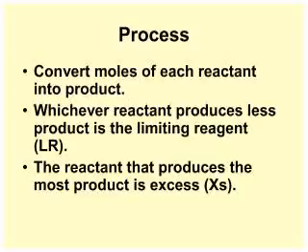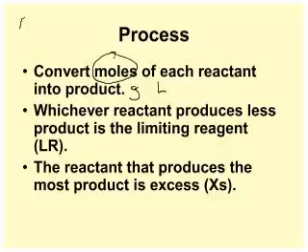And let's look at the general process. Just like always, go through moles. Convert moles of each reactant into product. So you're going to convert it into moles of product, or whatever the final amount is. So if it asks for grams, convert it into grams of each product. If it asks for liters, convert it to liters of each product. Whichever reactant produces less product is the limiting reactant.